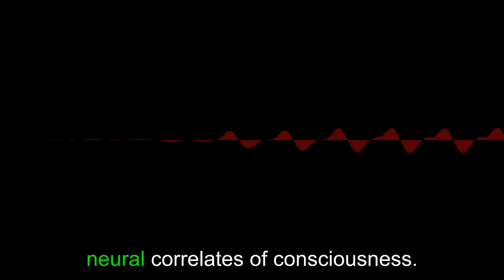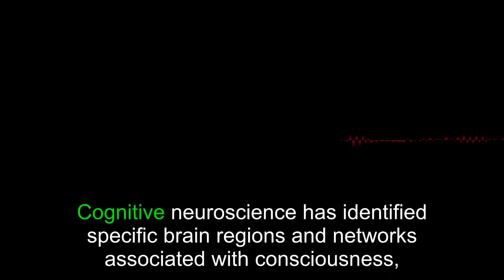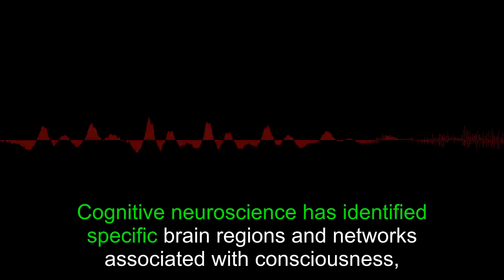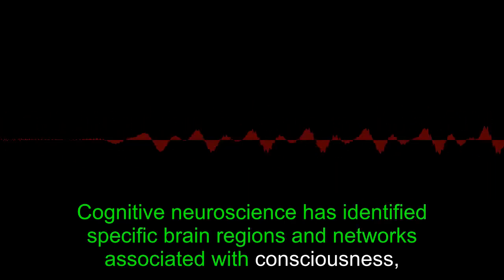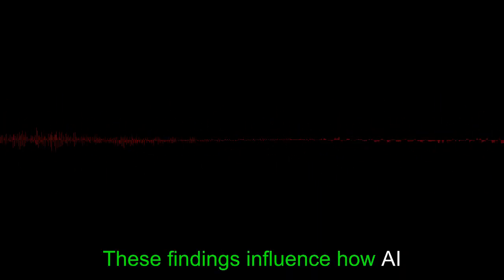Some of these advancements include: 1. Neural correlates of consciousness. Cognitive neuroscience has identified specific brain regions and networks associated with consciousness, such as the default mode network. These findings influence how AI researchers might attempt to mimic or replicate consciousness.